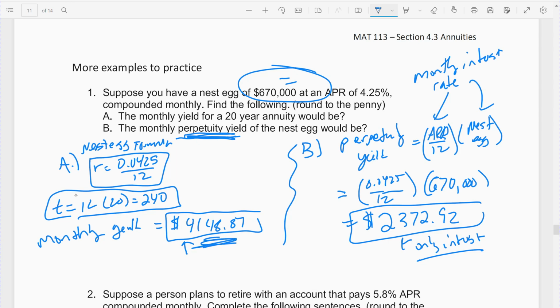It's actually almost twice the amount, but you're slowly eating away at the nest egg. At the end of 20 years, nothing will be left in there. In B, you'll still have your money left in there. So that's the difference between those two.